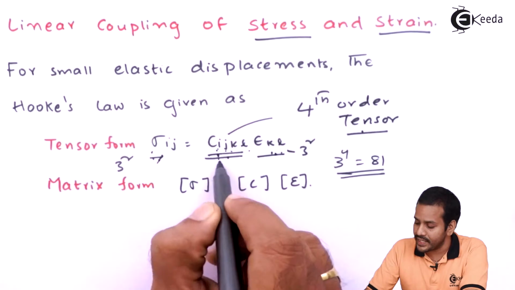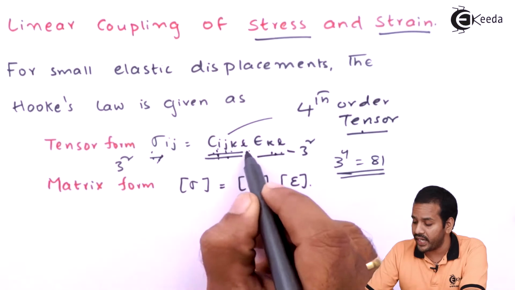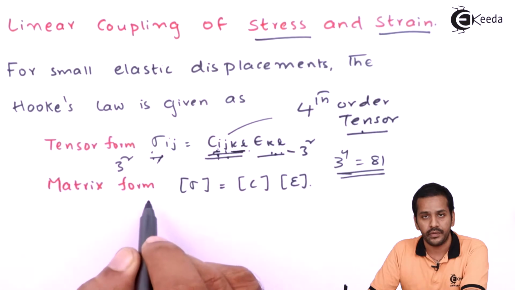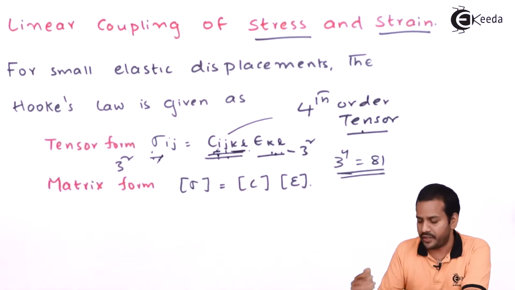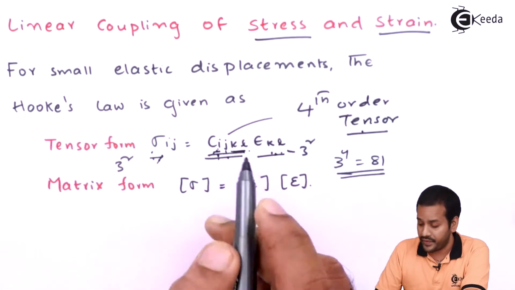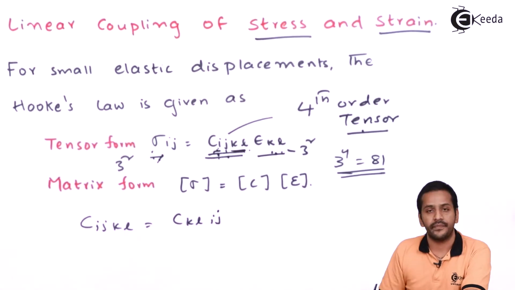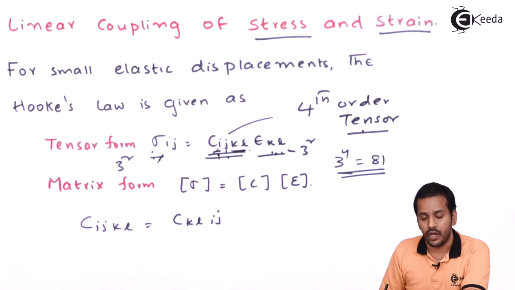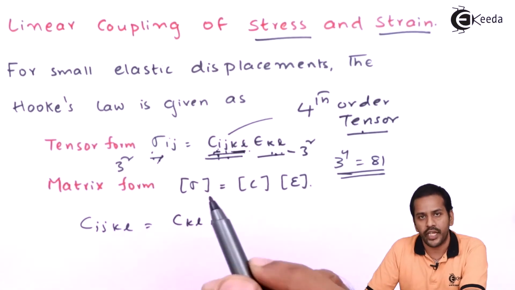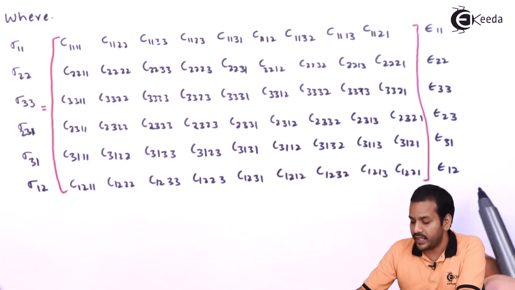In a similar fashion, if you see this C, there is symmetry in i and j because stress is symmetric, and there is symmetry in k and l because strain is symmetric. These two indices are symmetric and these two indices are symmetric. And there is an energy criterion that for hyperelastic materials, C will have major symmetry, that is, Cijkl is equal to Cklij. That symmetry also holds. That is why in the matrix form, this entire tensor notation can be represented as sigma is equal to C times epsilon. In the matrix notation, we can represent that in this fashion.